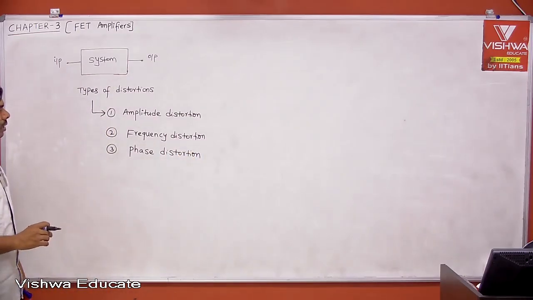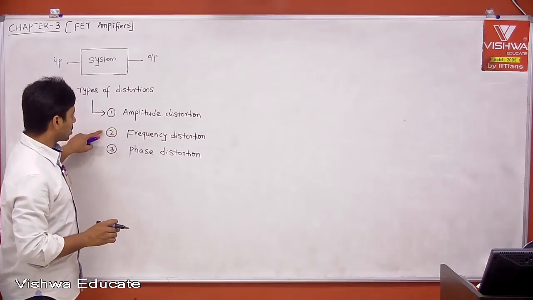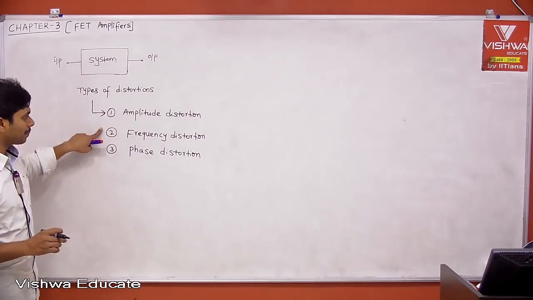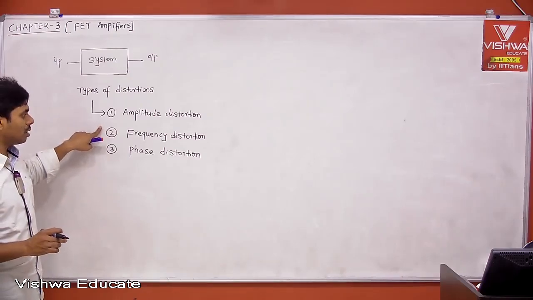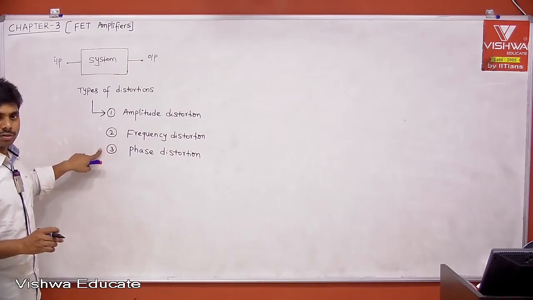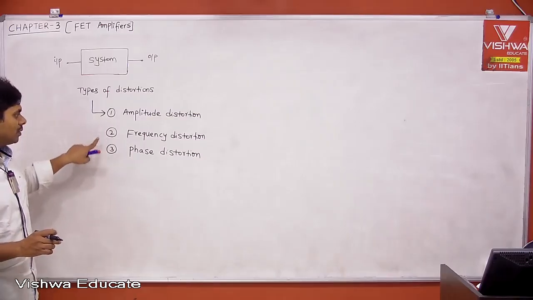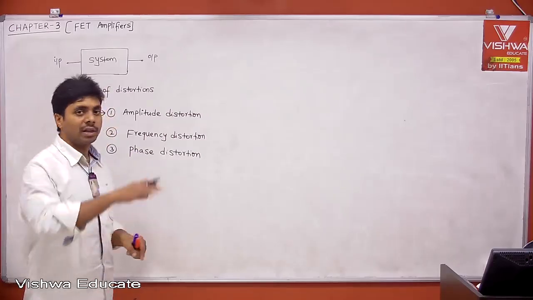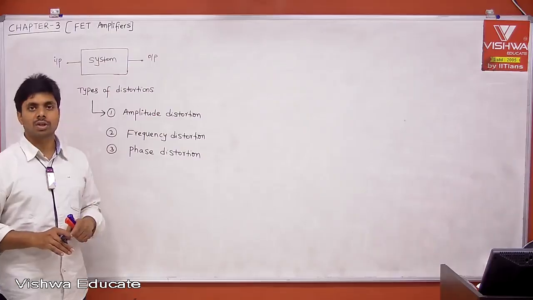Right? Last class we discussed the frequency distortion and phase distortion. What do you mean by frequency distortion? If gain is not constant with respect to frequency, that is called frequency distortion. If the phase response of the system is not linear with respect to the frequency of the input signal, then that is called phase distortion. The system which does not have flat gain has frequency distortion, and the system which does not have linear phase response with respect to frequency of input signals is said to have phase distortion.